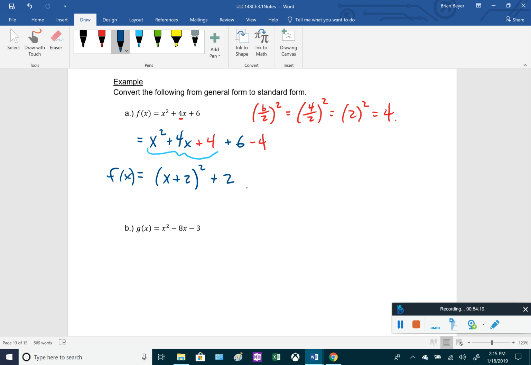Okay, so technically you don't have to think about those first 3 terms as factoring. It's always going to be that value right there, your b over 2, which is 2.